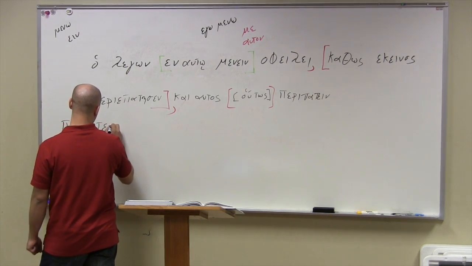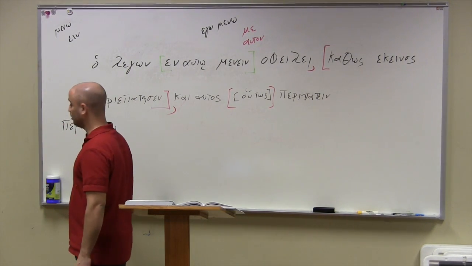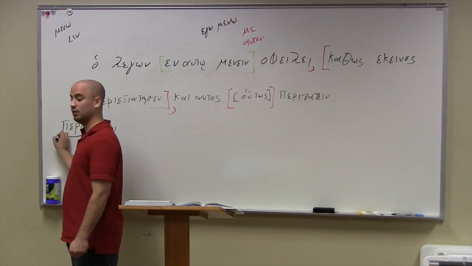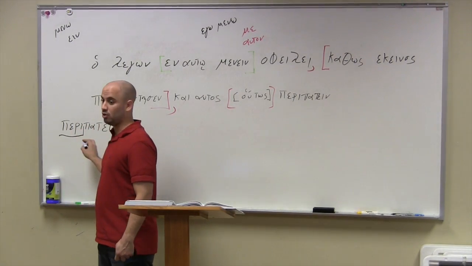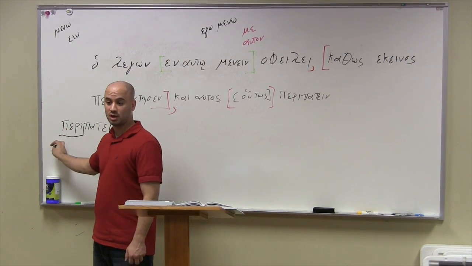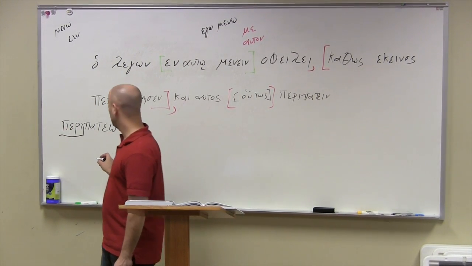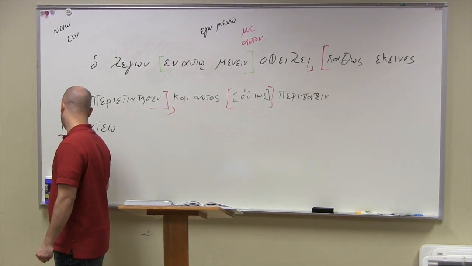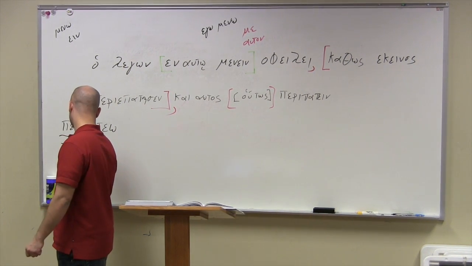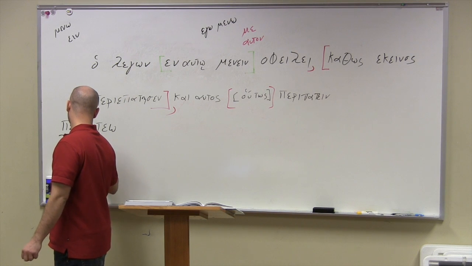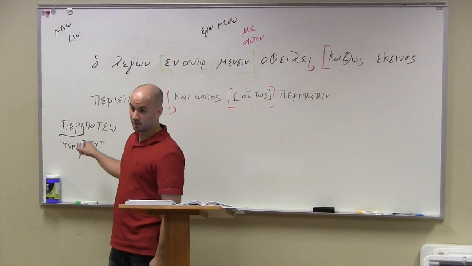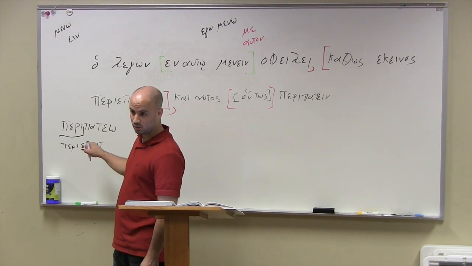Peripateo. What has happened here is we've got a compound with peri in front. So our augment doesn't go to the front of the compound, it goes in the middle. So it's peri-e, and that is our augment. And then we have pat, and it's a contract verb.